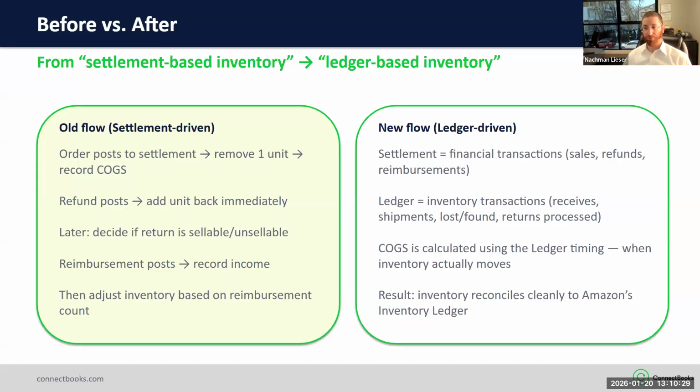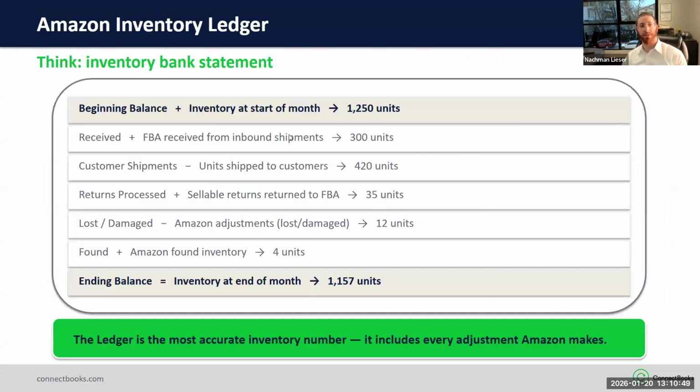Now, there are certain benefits of pulling the ledger report, and we'll explain a little bit more, but what we get from the ledger report is all the inventory transactions. Okay, so for example, what is the ledger report? I'm going to jump back a second to this. The ledger report works like a bank statement.